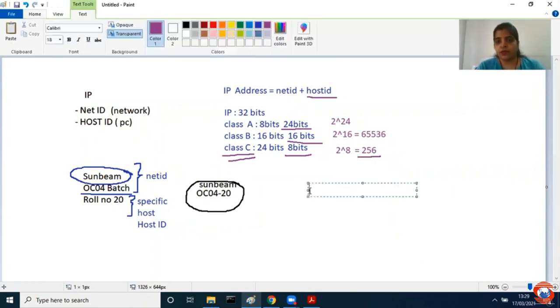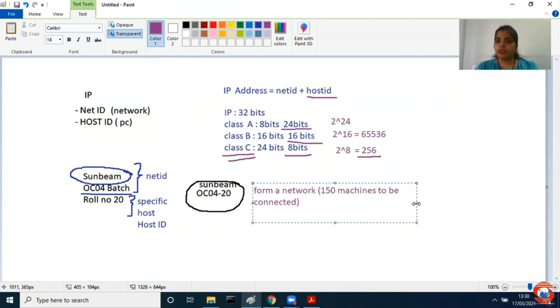So if I ask you, I wish to form a network where I need 150 machines to be connected. I have a requirement like this. Now for 150 machines, which class can I go for? I will go for Class C. The reason is Class C is giving me a maximum capacity of 256. 8 bits are reserved for the hosts, right? Next, if I say 256, now what is the range of Class C?